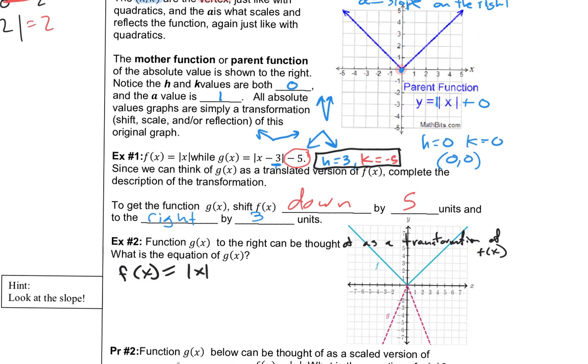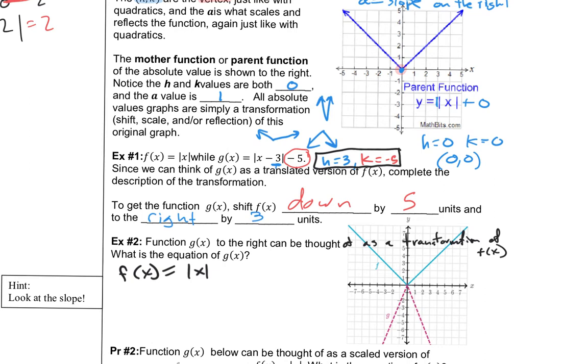The first thing I noticed, we did not change the h or the k because we didn't change the vertex. See how they both have the exact same vertex right there? So we didn't change the h or the k. What we did change was which direction it goes.